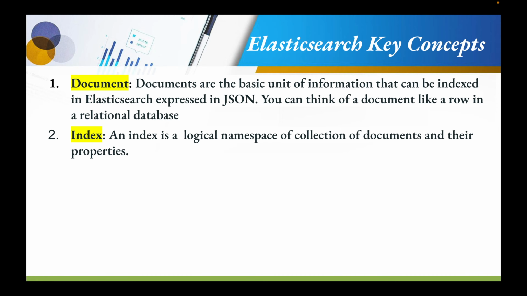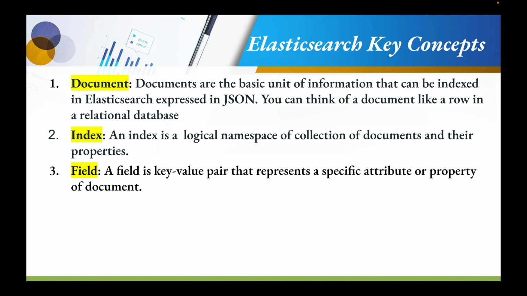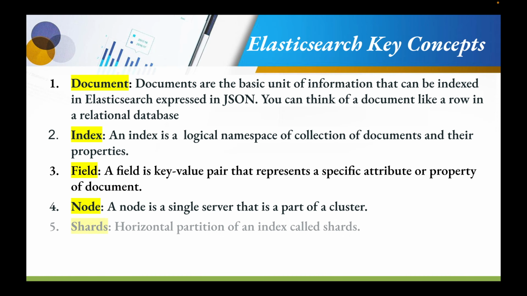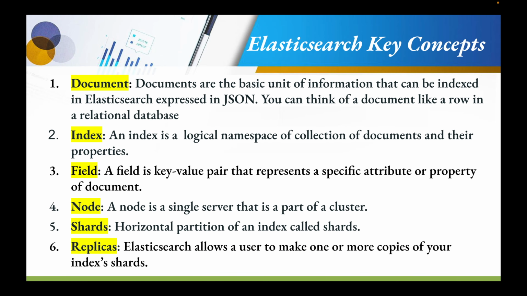So this is one: the index will save the unstructured data, like what we call a table in a relational database. A field is a key-value pair that represents a specific attribute or property of a document. A node is nothing but a single server that is part of the cluster. Shards are a horizontal partition of an index. And replicas: Elasticsearch allows the user to make one or more copies of your index shards.